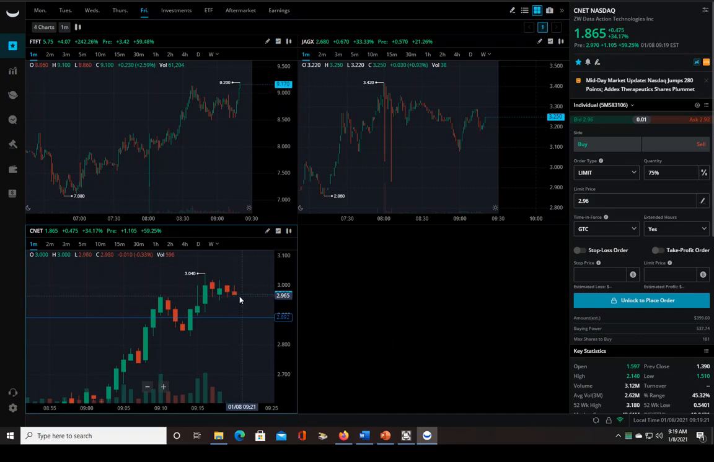Notice it's changing colors. This is something you don't get when you look at charts statically. You don't see the candles changing color. So you really do need to study live charts to kind of know what's going on.